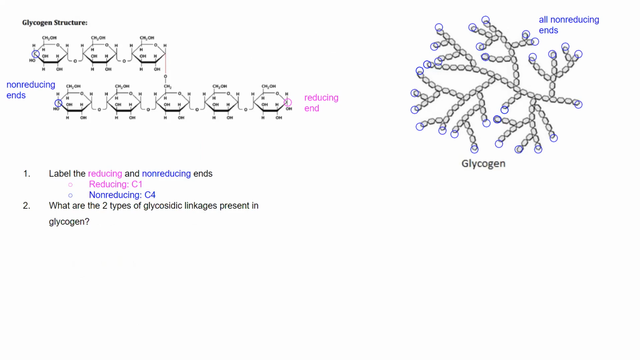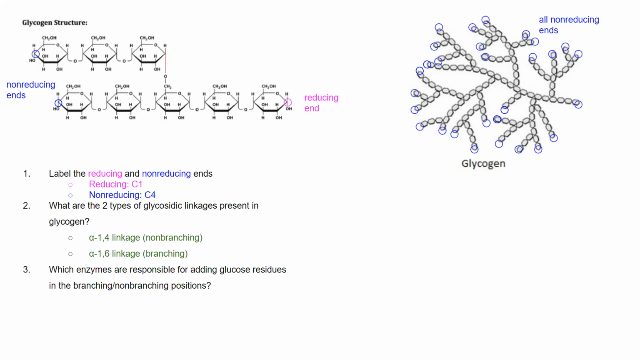What are the two types of glycosidic linkages in glycogen? 1,4 and 1,6. Which one's linear and which one's branching? Nice. I know those are kind of easy questions, sorry. Which enzymes are responsible for each of them? Let's do the 1,4 linkage first. Glycogen synthase. And what about 1,6? Branching enzyme, very good. The easiest part of science.